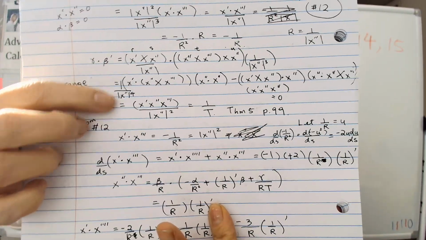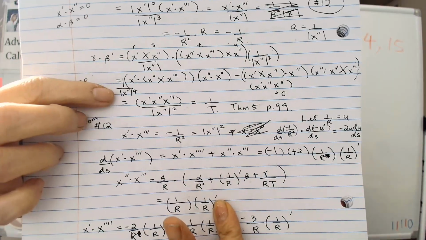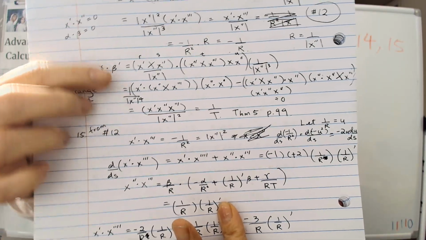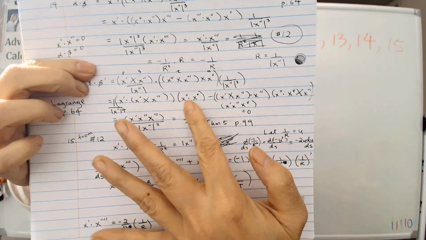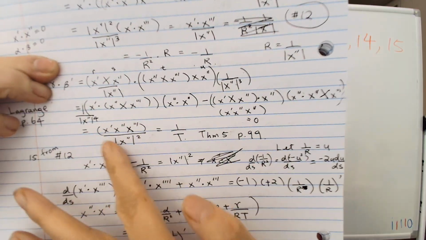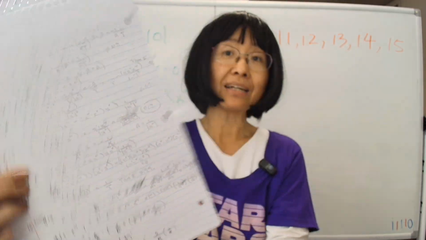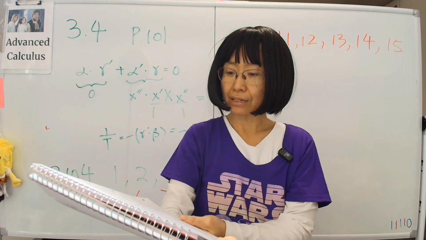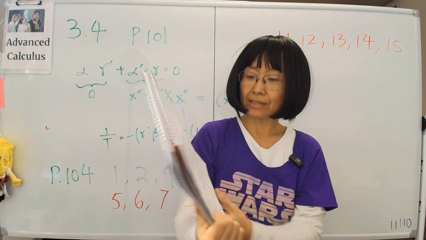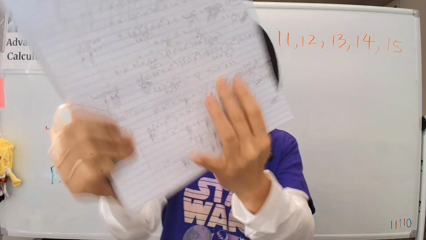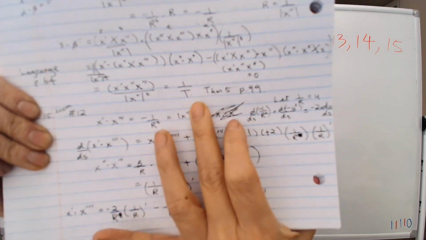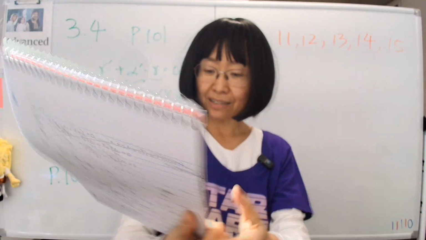So then only the first part is left, and so that cleans up to be this, because we have x double prime dot x double prime here. So that cleans up to be this, and that's exactly the 1 over t, like we want. And the formula is from page 99, theorem 5. So that is what it is.